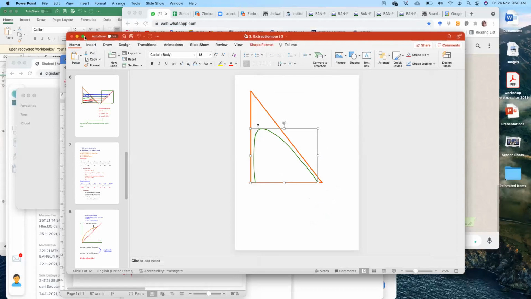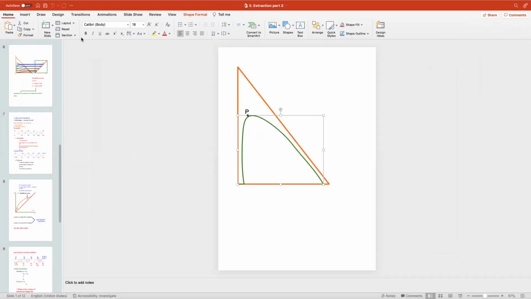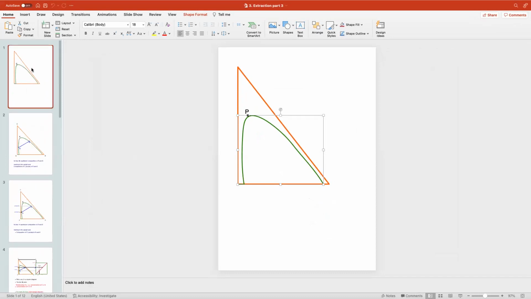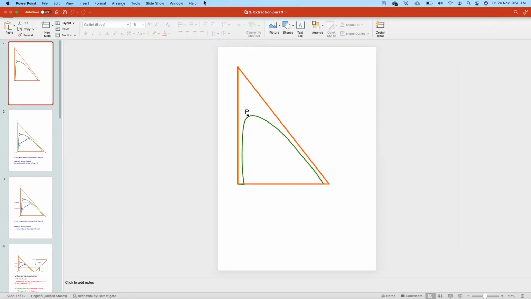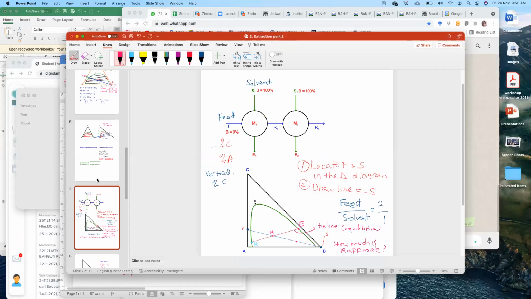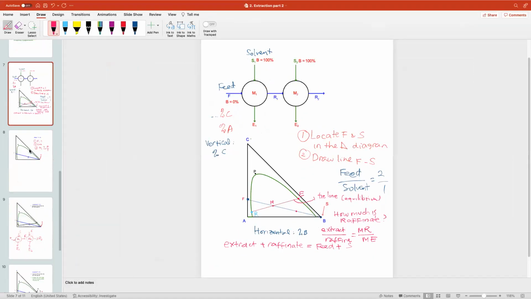Yeah, this is extraction part 3. Okay. So, I think I should go back to the second one first. There, yeah. So this is the second one there.